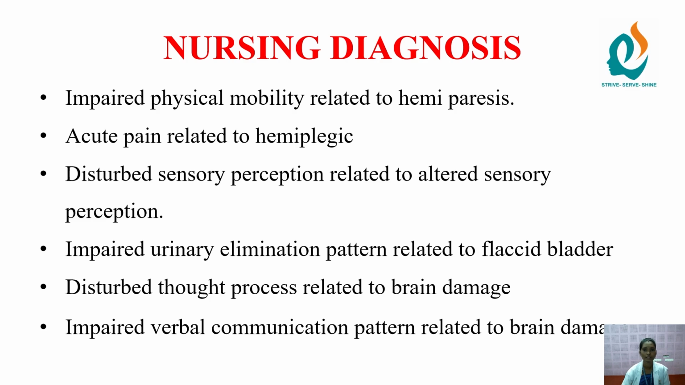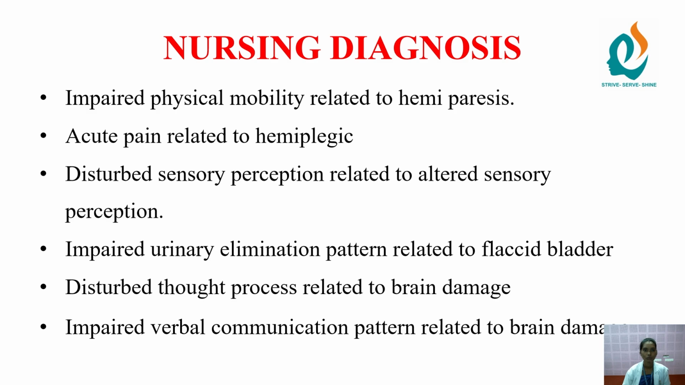And next we'll move to nursing diagnosis. Impaired physical mobility related to hemiparesis. Next is acute pain related to hemiplegia. Next is disturbed sensory perception related to altered sensory reception. Next is impaired urinary elimination pattern related to flaccid bladder. Next is disturbed thought process related to brain damage. And next is impaired verbal communication related to brain damage.